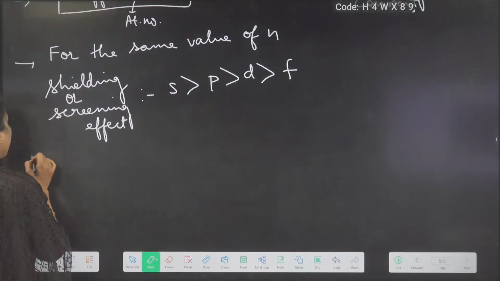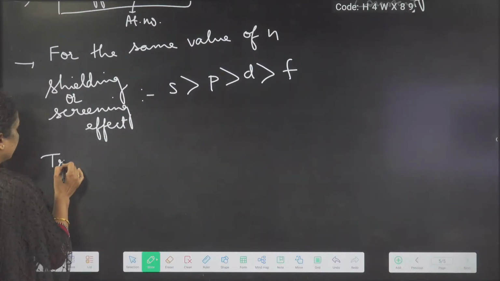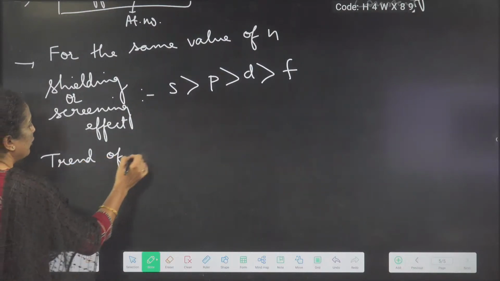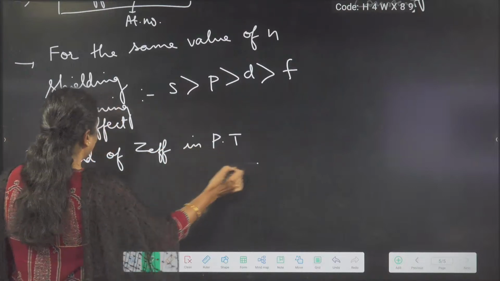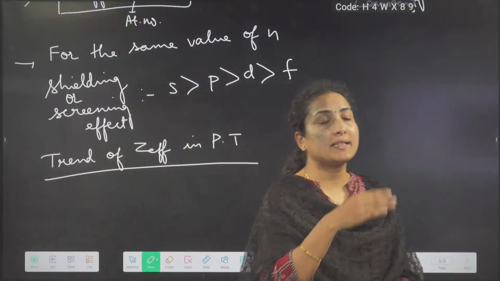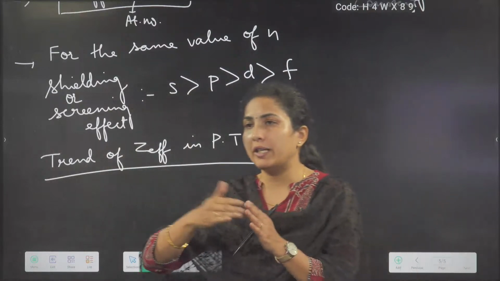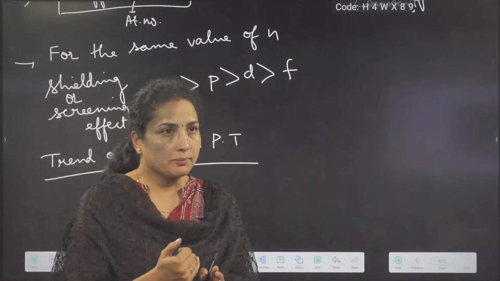Now let us simply write down here the trend of Z effective in the periodic table. Whenever we are learning about the trend, we are saying that basically it will be from left to right, or else from top to bottom.